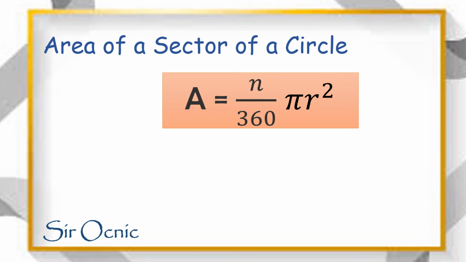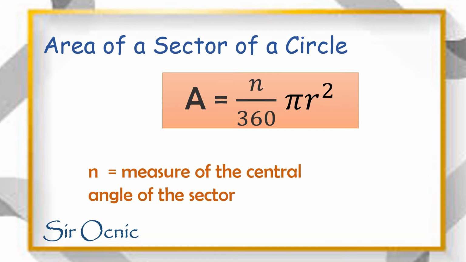The area of a sector of a circle is given by the formula n over 360 times pi times r squared, wherein n is the measure of the central angle of the sector.